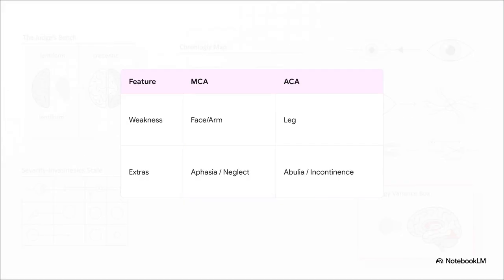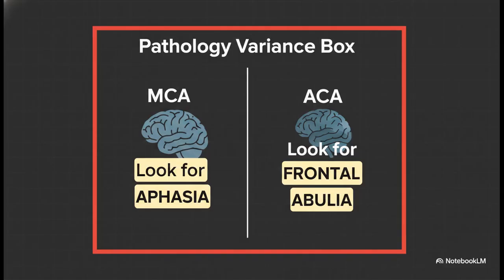Let's put this on the judge's bench to separate the two. If you see face and upper extremity weakness combined with aphasia, meaning a dominant hemisphere lesion, or maybe hemineglect in a non-dominant lesion, boom, you rule in the MCA. But if you're looking at isolated lower extremity weakness paired with urinary incontinence, you need to pivot immediately to the ACA.